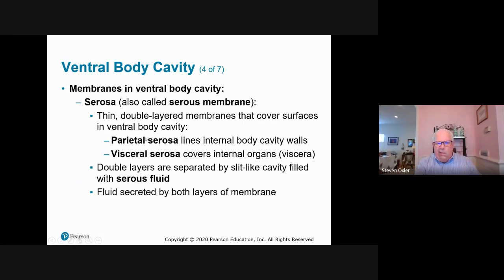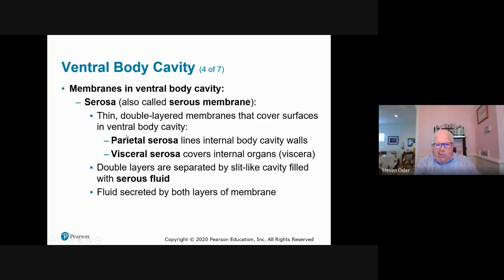The word parietal means that it lines the cavity walls. So the parietal part of the serosa lines the internal cavity walls. The visceral part of the serosa lines the organs. Remember, I told you the word viscera means organs. So whenever you see the word visceral serosa, it's covering the liver, it's covering the heart, it's covering the pancreas, because those are all organs. Whereas the parietal pleura covers the cavity walls, not the organs. Parietal and visceral. I'm going to ask you a question on one or both of these.